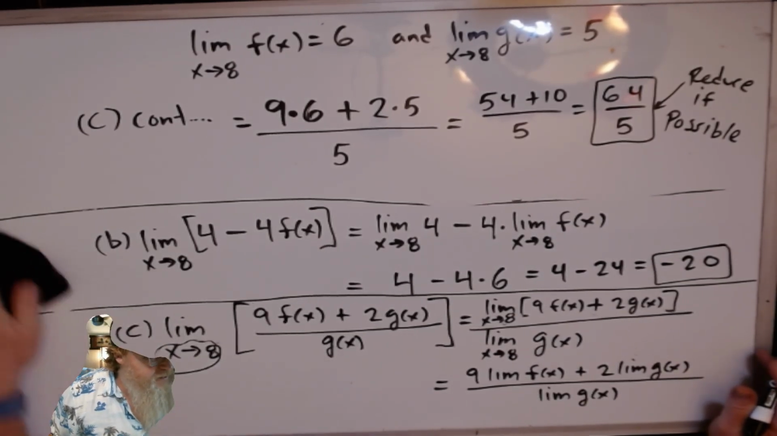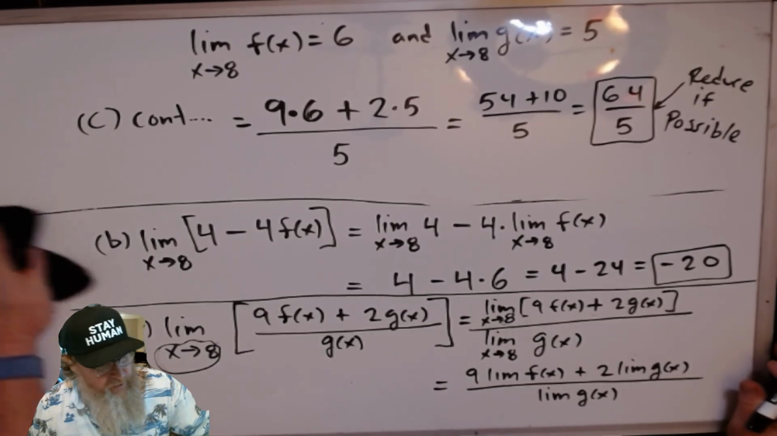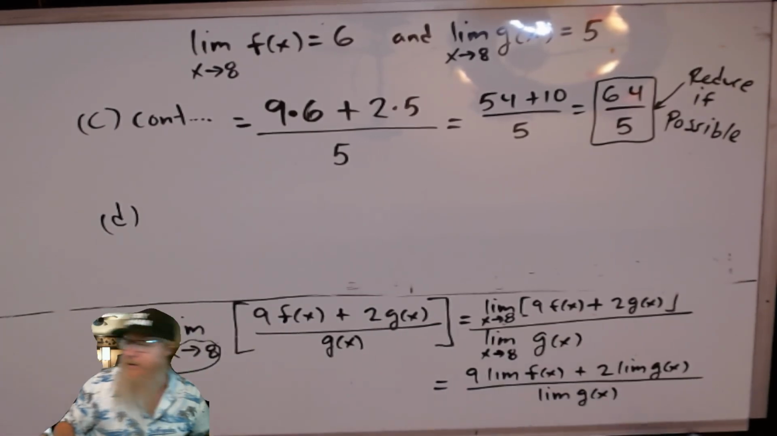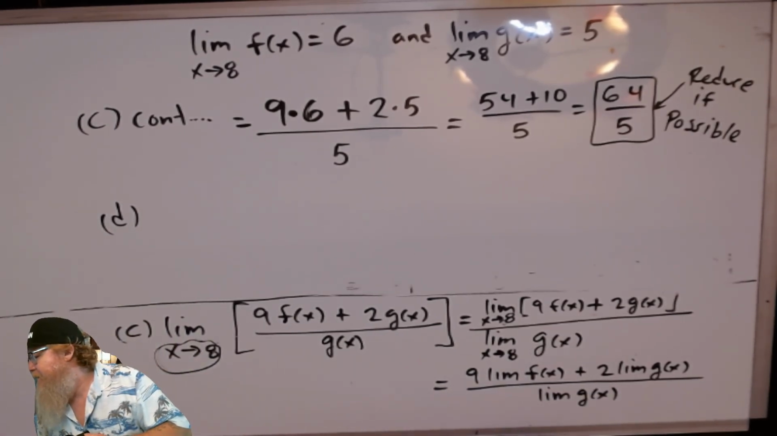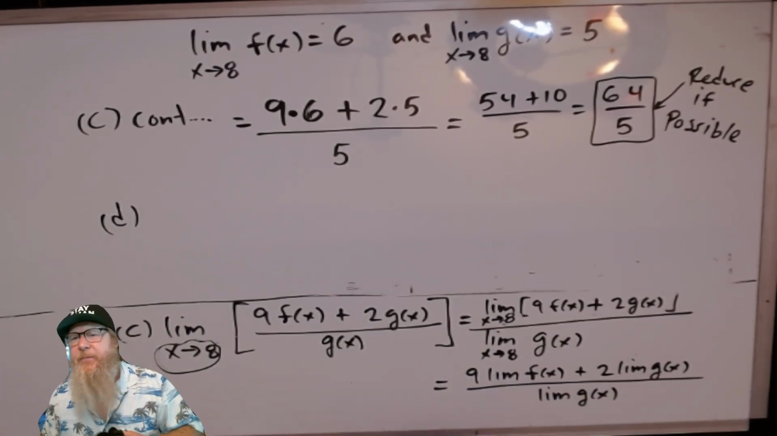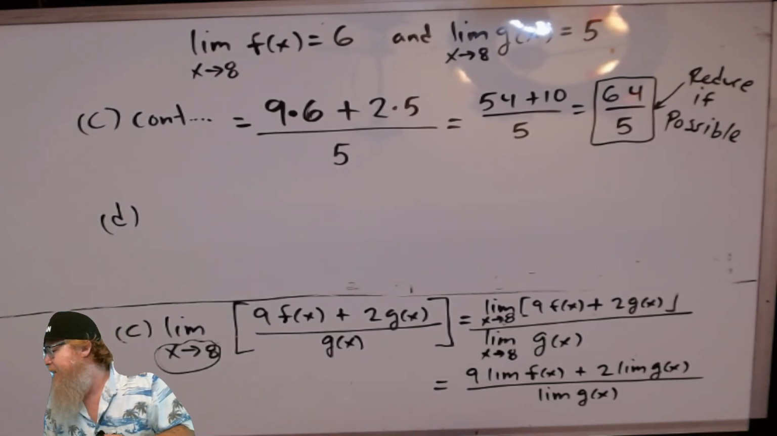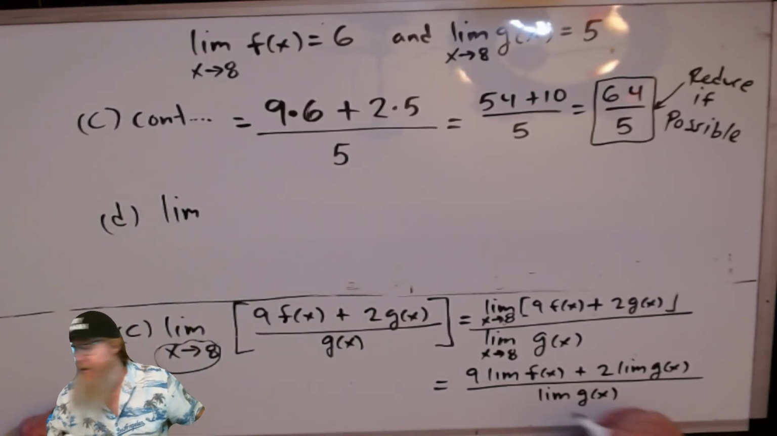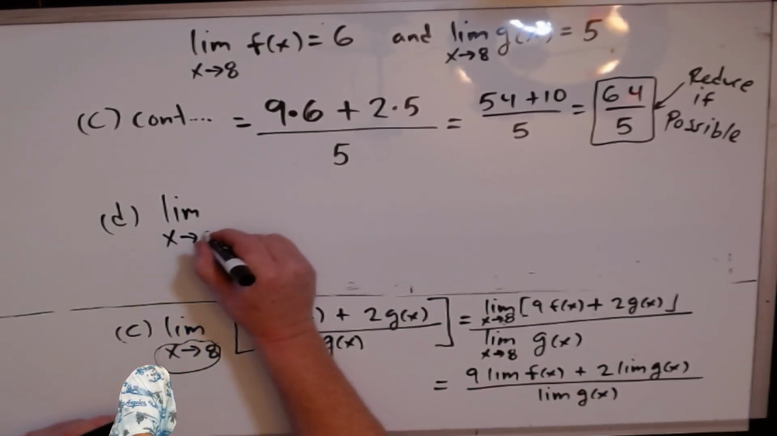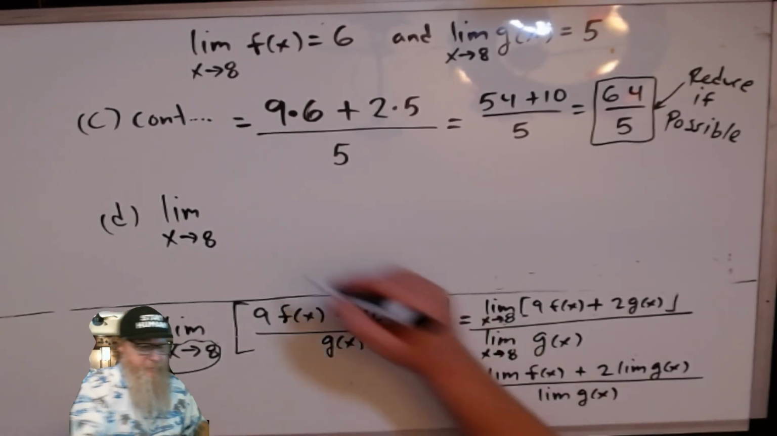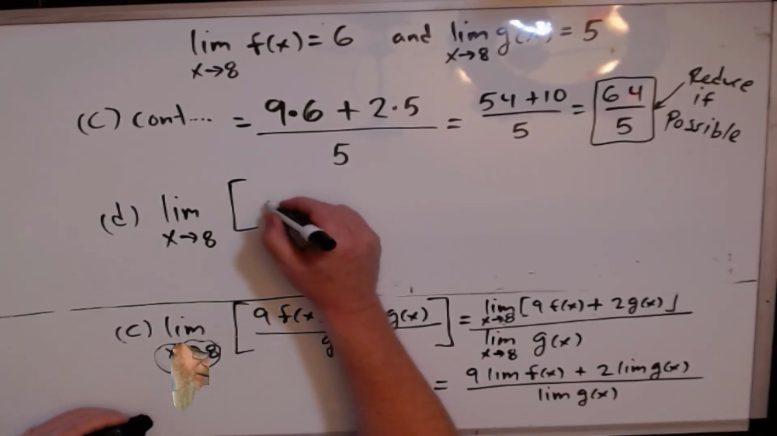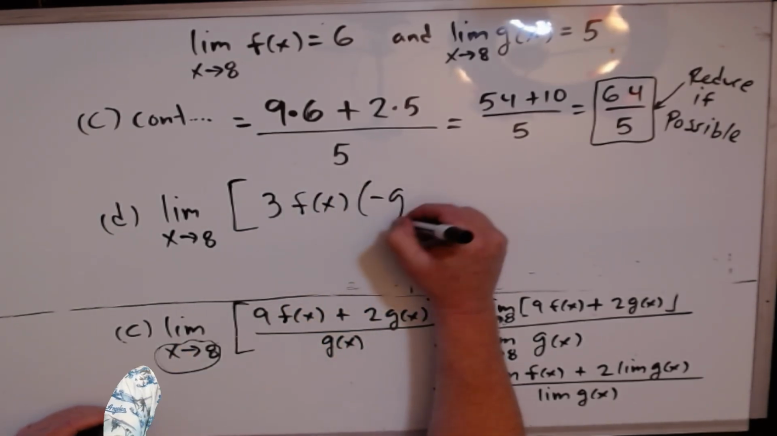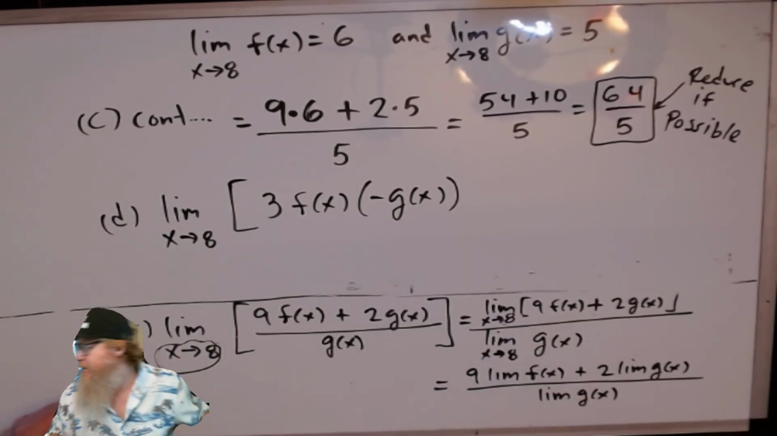All right, so I know this is getting exhausting. I'm almost done. Hopefully I can get this all done in 10 minutes or so. You'll see that it does get easier as we go along. So let's do part D. Part D is the lim as x approaches 8 of 3f of x negative g of x.